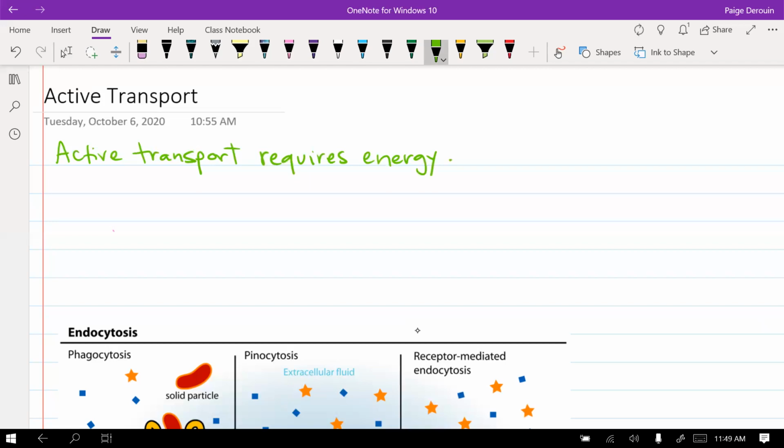So we're talking about cells here, using energy to move stuff. Where does that energy come from? What part of the cell? What organelle? Good, great. So I'm going to say this energy comes from the mitochondria.